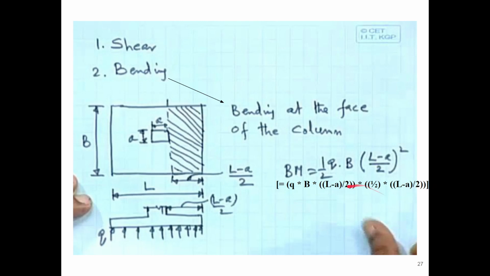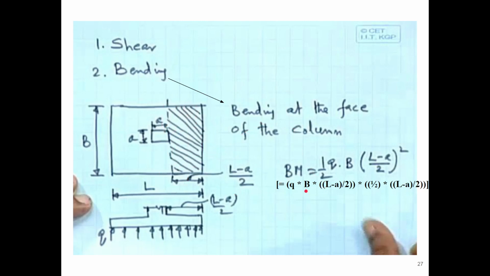I have broadened the calculation, how it comes. So basically we take this load, because this load will be trying to bend it. It will be acting as an overturning load. It will try to overturn it. So it is the bending moment from this region.